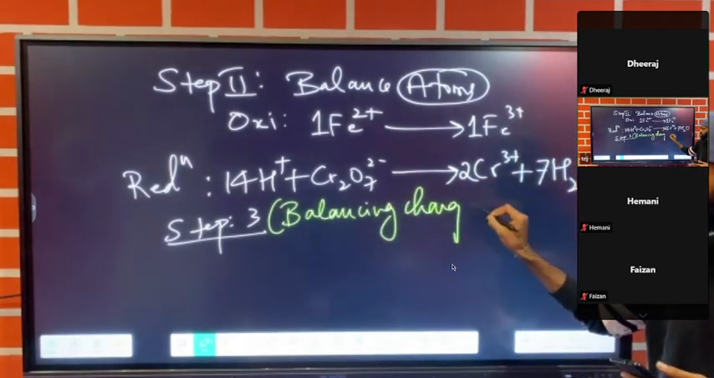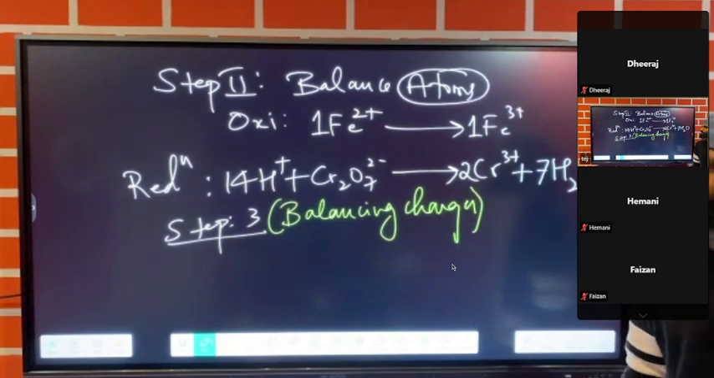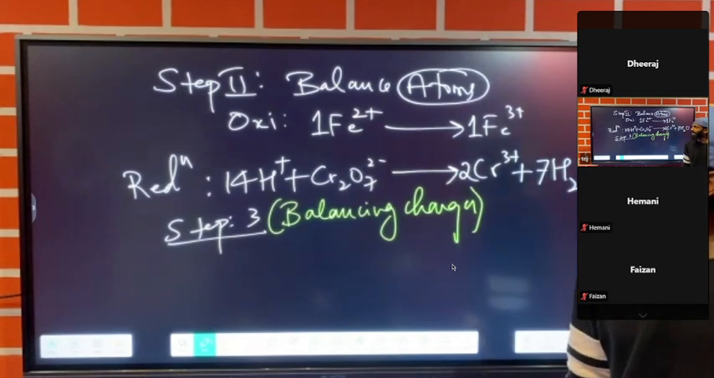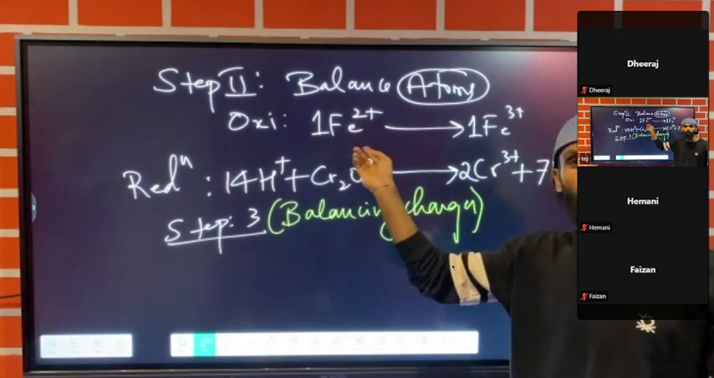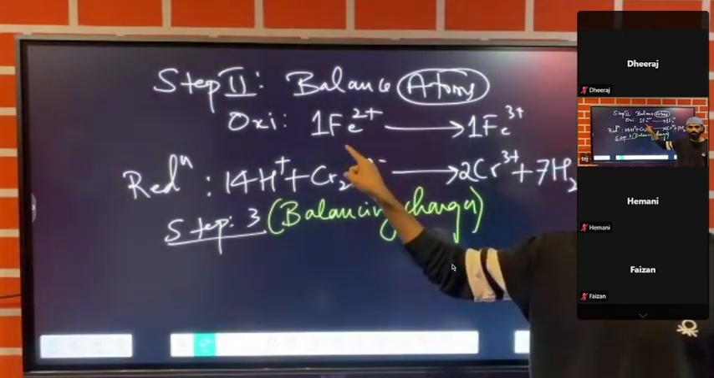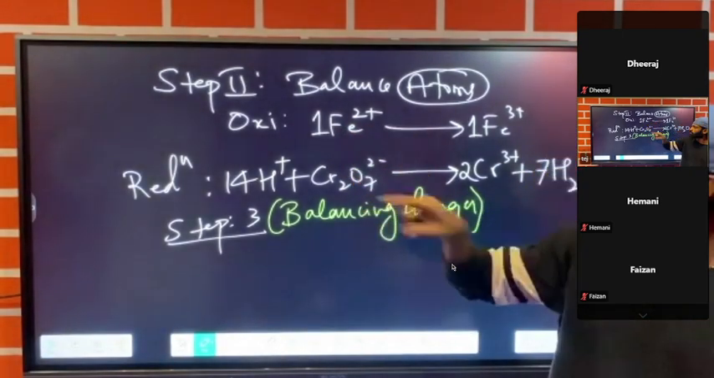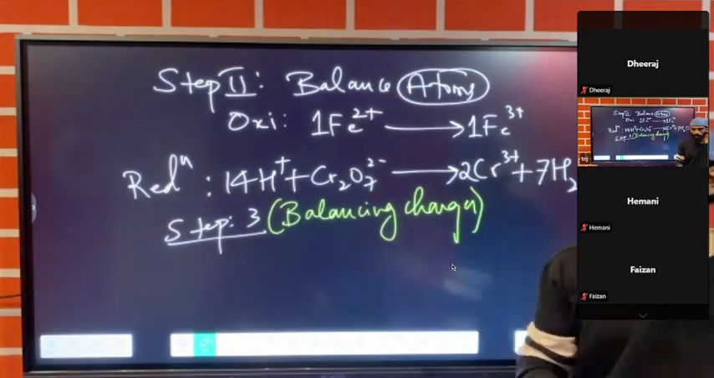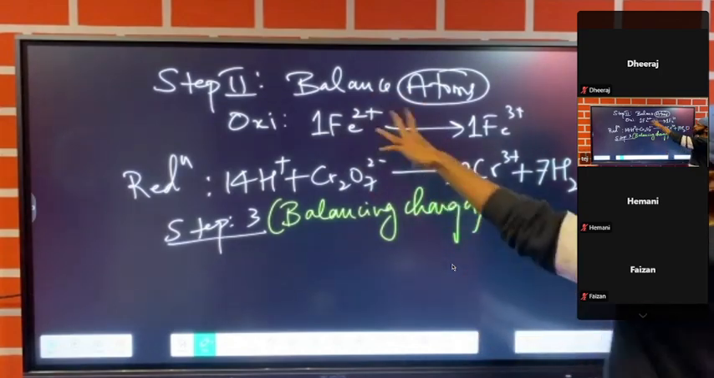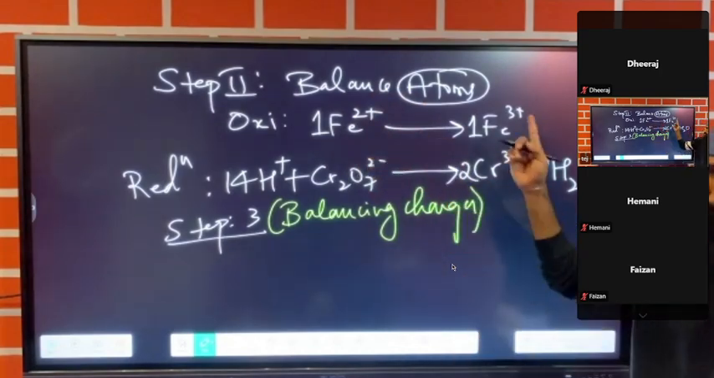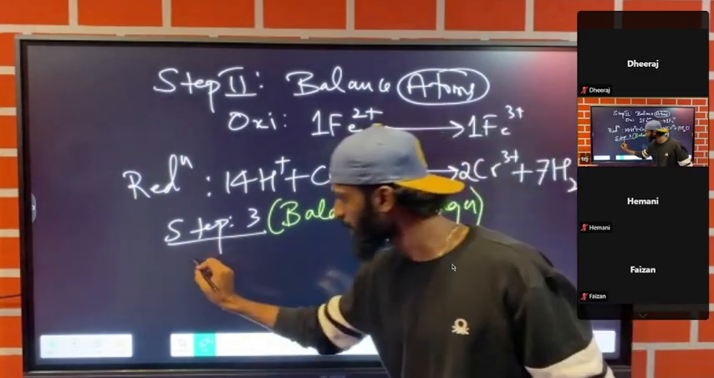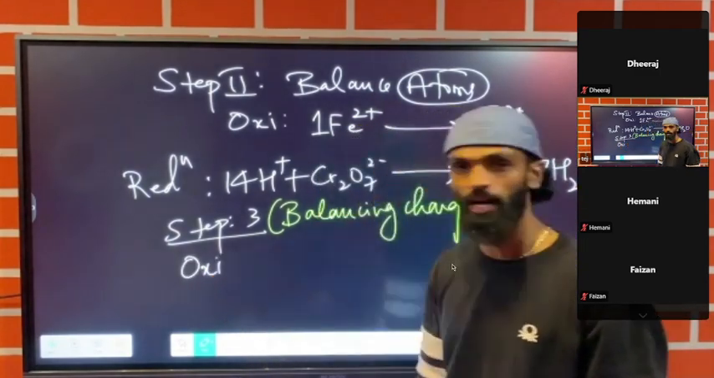Now you will get confused again if you ask me, sir, what's the main difference between charge and atom? Atom meaning the number which is before the letters. Charge meaning the number which is on top of the letters. Getting it? Now we balance the number next to it. Now let's balance the number on top of it. Again, you will go step by step. Let's start off with the oxidation half.